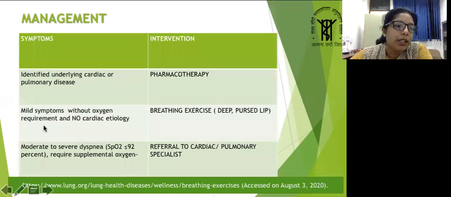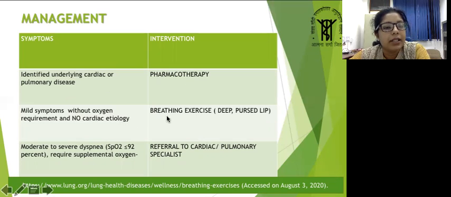Coming to the management, if an underlying cardiac or pulmonary disease has been identified, we can go with pharmacotherapy for these patients. If there are mild symptoms but no oxygen requirement and no cardiac etiology, then breathing exercises can be taught to these patients, like deep breathing and pursed lip breathing exercises. If the patient has moderate to severe dyspnea, that is saturation of less than 92%, and requires supplemental oxygen, then refer these patients to a cardiac and pulmonary specialist.